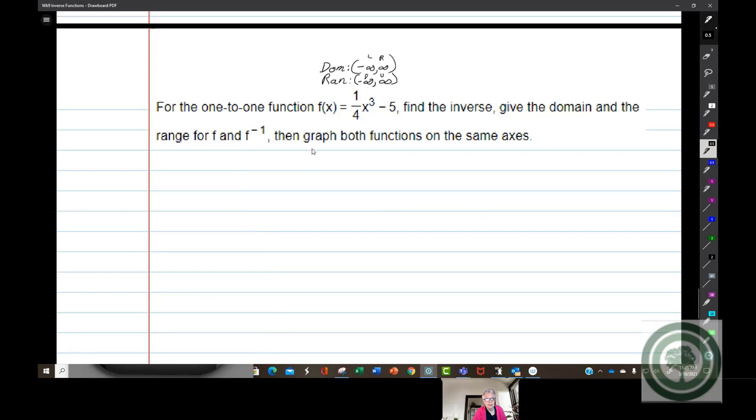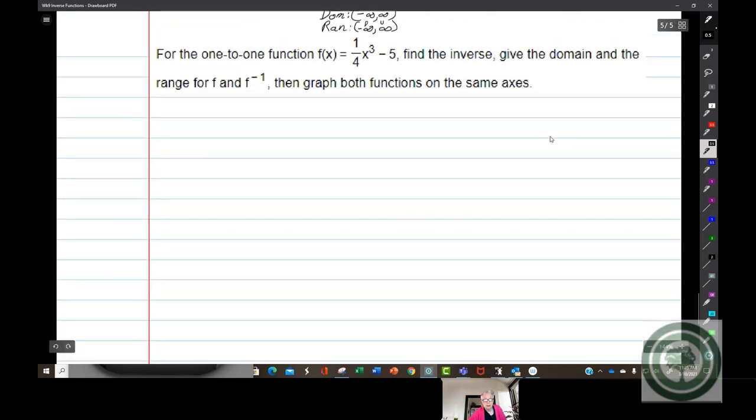Well, now we're going to find the inverse. F inverse of x. F of x is 1/4 x to the third minus 5. So step one then is going to be y equals 1/4 x to the third minus 5. Step two, we switch the x and the y.